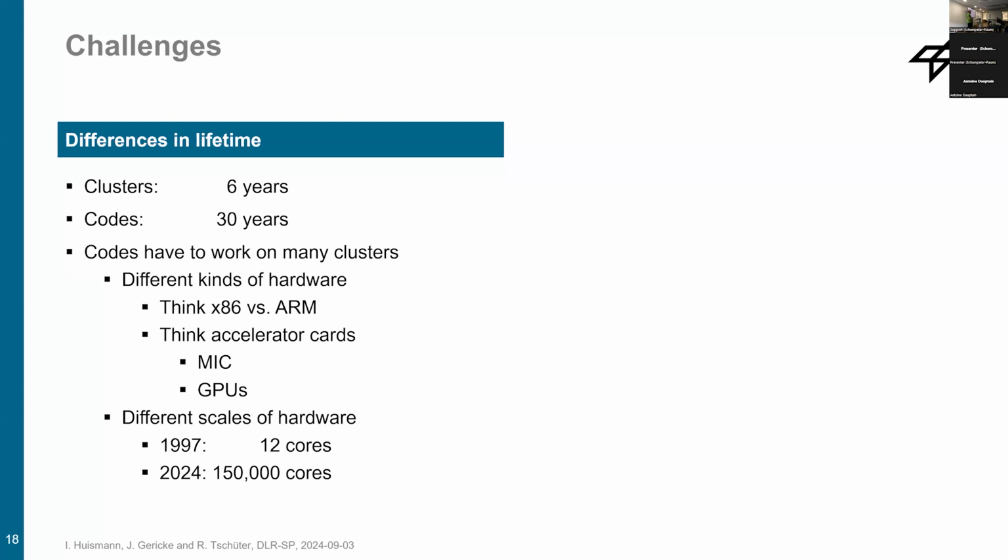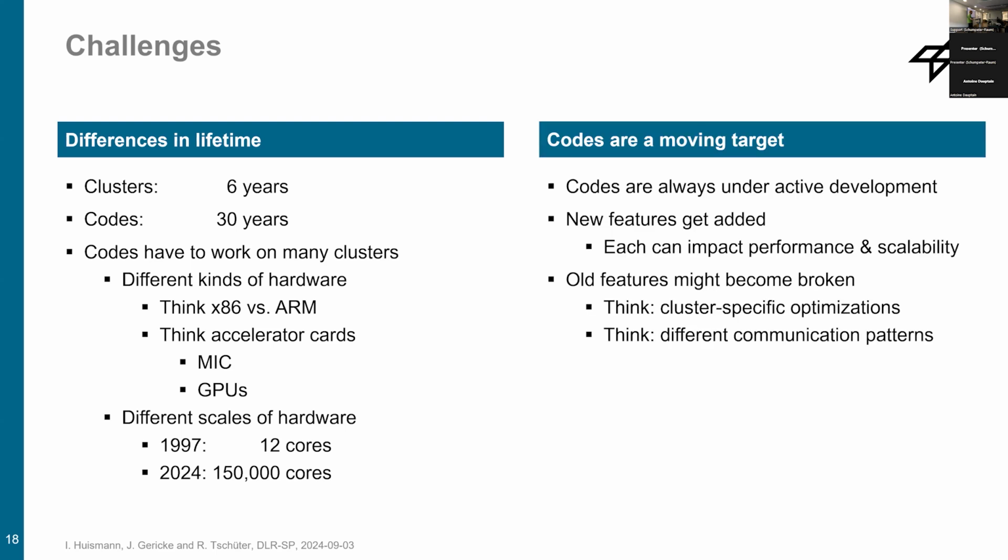Second one, think accelerator cards. I started my PhD around 2012. Back in those days, the many integrated cores architecture was very much in vogue. That's converged to GPUs nowadays, but still something to keep in mind when programming a code. They have to go not through one here, but maybe through many different iterations to work on the current clusters. And then, of course, the difference in scale, 1997, 12 cores, and now, well, a nice factor of 1,000 in there if you were to use the whole machine.